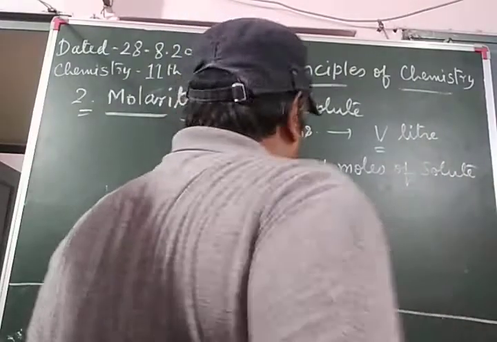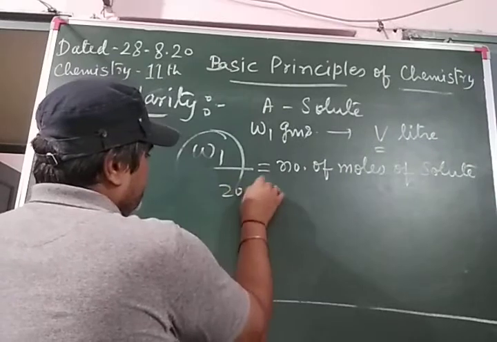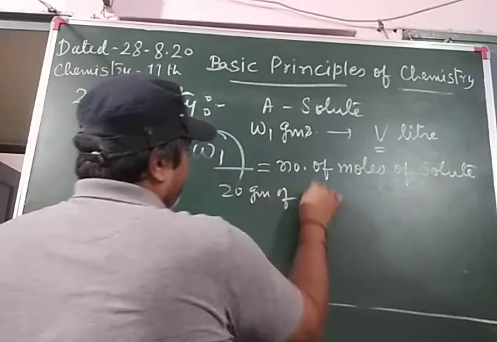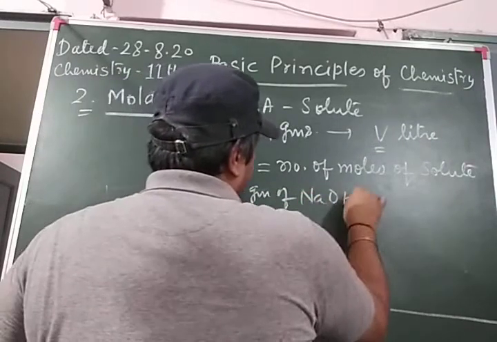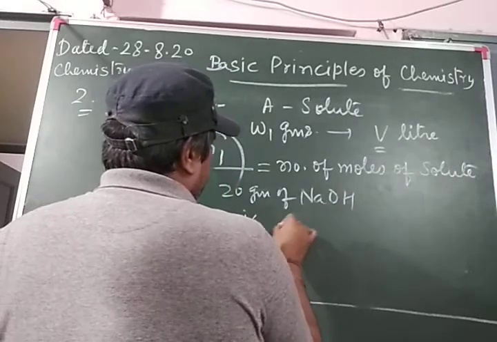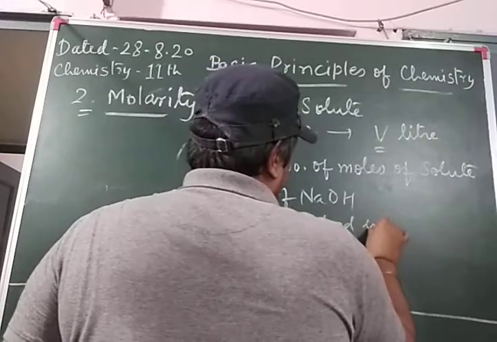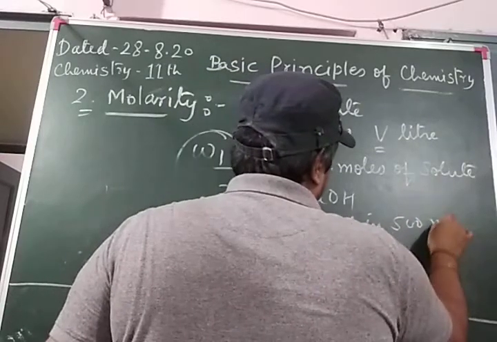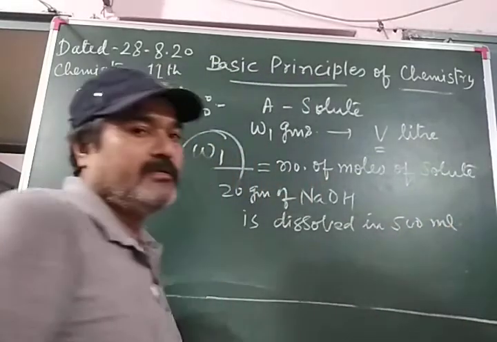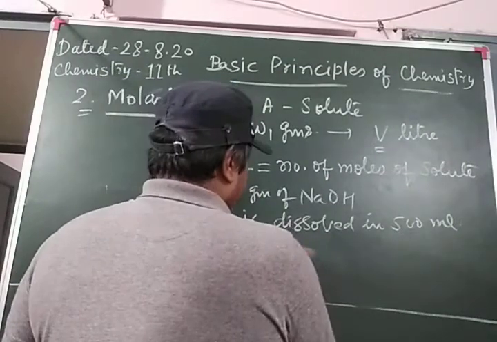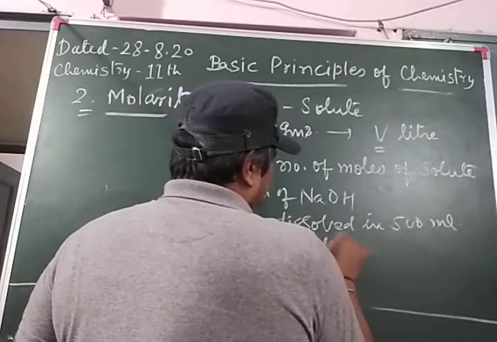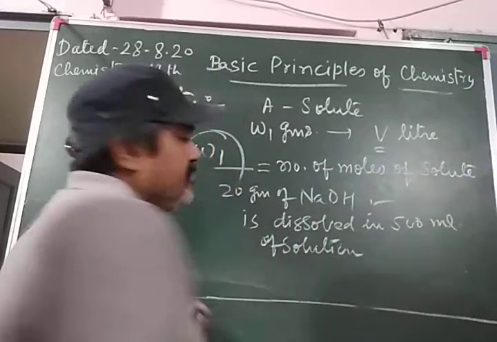Suppose 20 grams of NaOH is dissolved in 500 milliliter of solution. So we will have to find out the molarity of the solution.